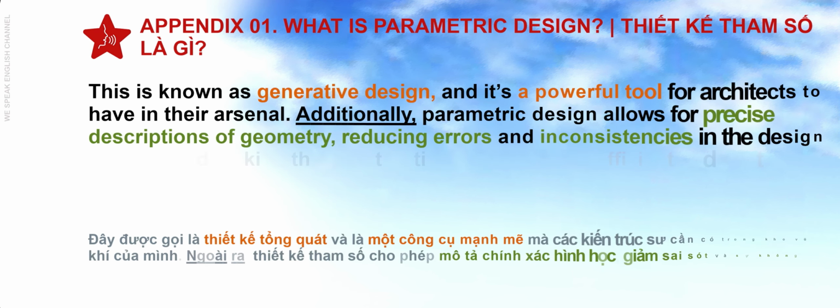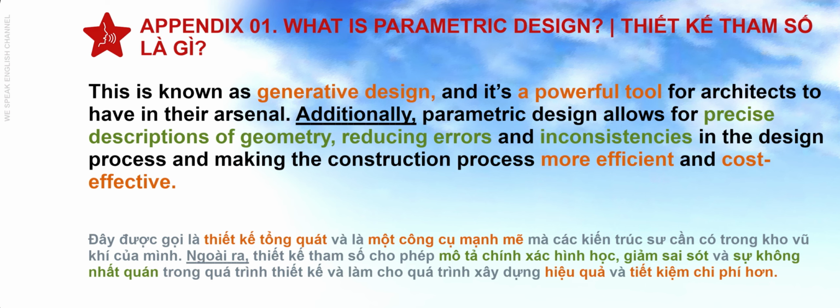This is known as generative design, and it's a powerful tool for architects to have in their arsenal. Additionally, parametric design allows for precise descriptions of geometry, reducing errors and inconsistencies in the design process and making the construction process more efficient and cost-effective.